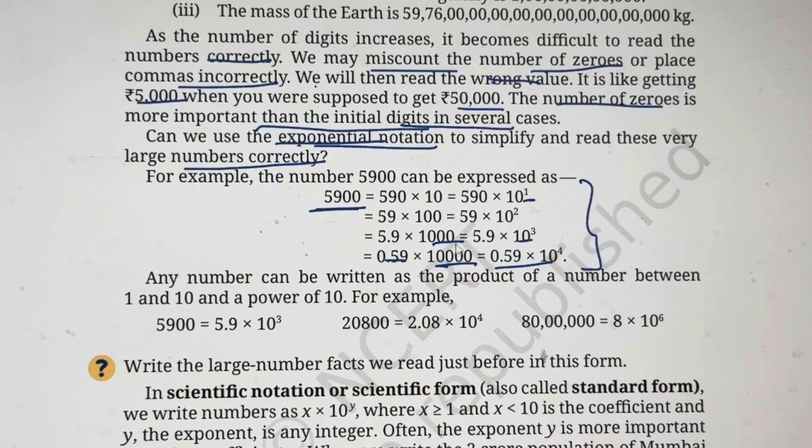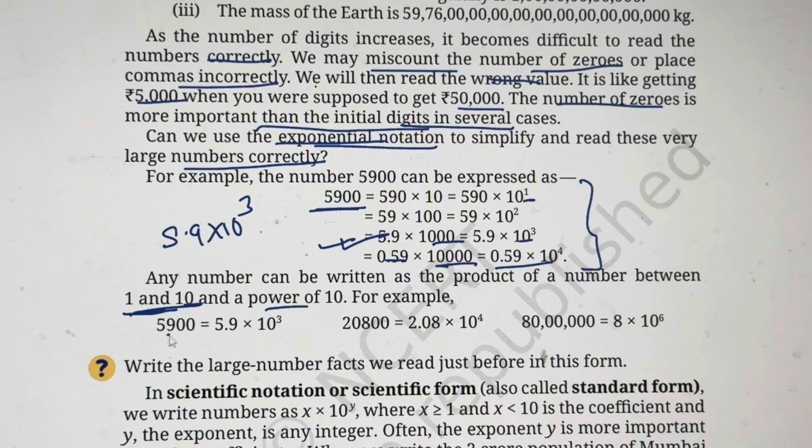But if everyone writes in a different way, it will be difficult for us to compare again, right? So there are some rules which we need to follow for writing in the standard form or scientific notation. All these numbers can be expressed as the product of a number between 1 and 10, meaning the value should be between 1 and 10, like 5.9, and a power of 10. So 5.9 into 10 cube, right?